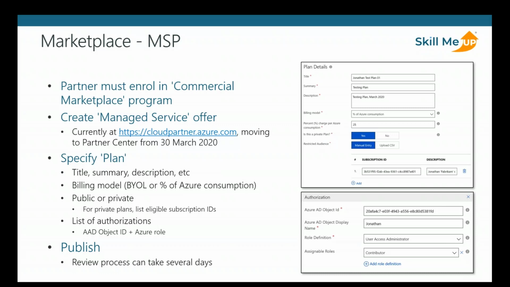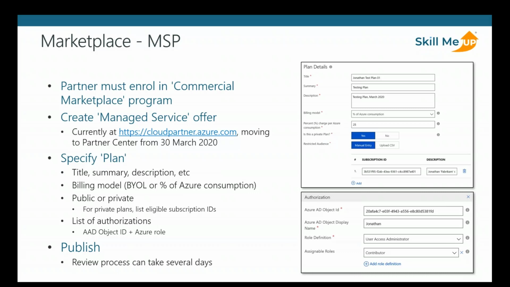You provide the name and description and so on, and you provide a billing model. That can be a bring your own license model, or it can be a percentage of the consumption. Bring your own license just means that you're billing the customer out of band, and Microsoft has nothing to do with it. Or you can charge a percentage of the Azure consumption. You also have the ability to say a plan is public or private. If it's a public plan, it's in the marketplace for everyone to see. If it's a private plan, you have to list out, as part of your marketplace offer, the subscriptions that are able to purchase this plan.